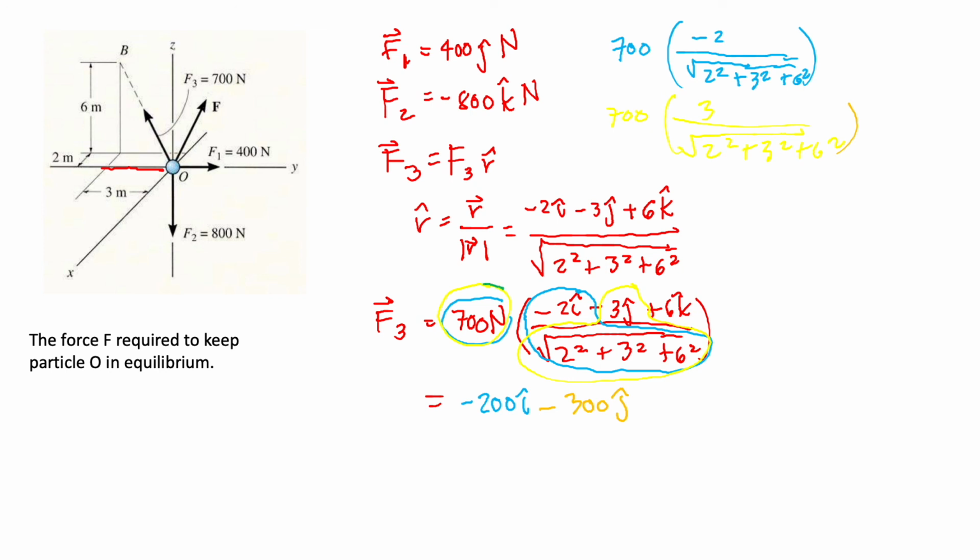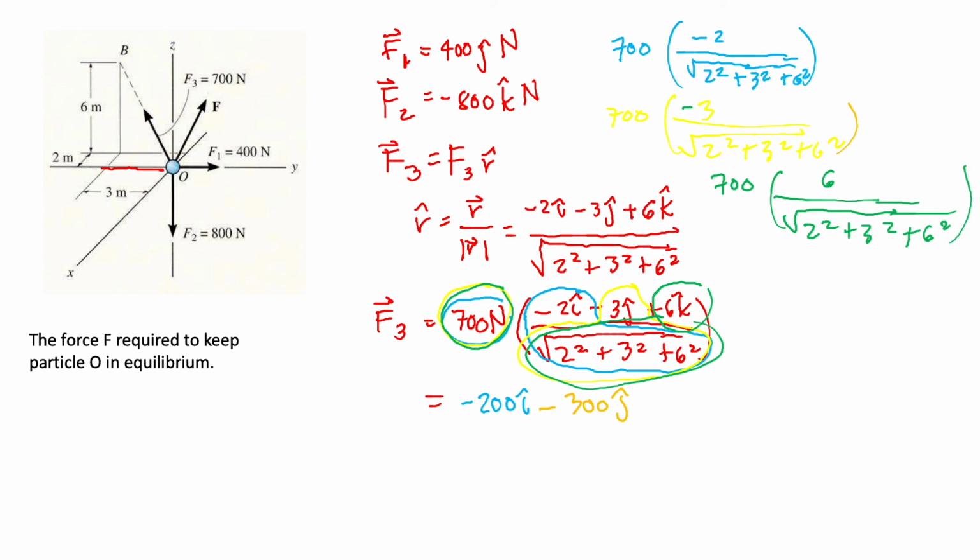And then lastly, the third component, 700 times 6k hat divided by this whole thing. So that's 700 times 6 divided by 2 squared plus 3 squared plus 6 squared. That's why we have here plus 600 k hat. So this is all in newtons.